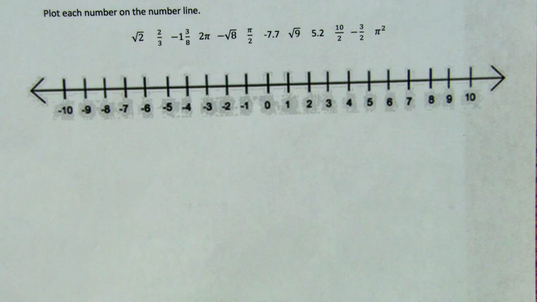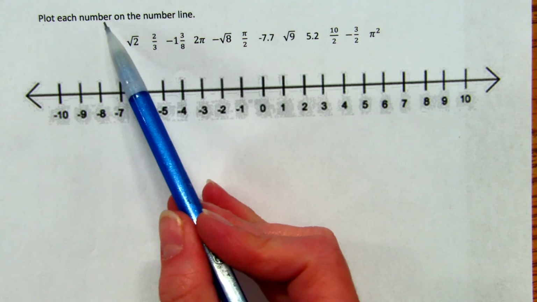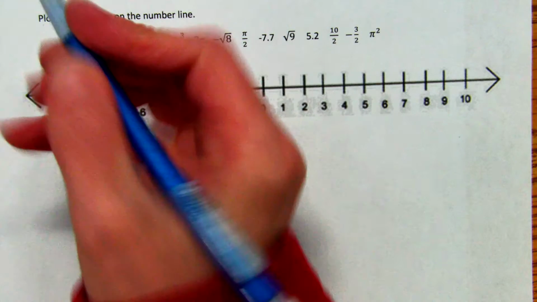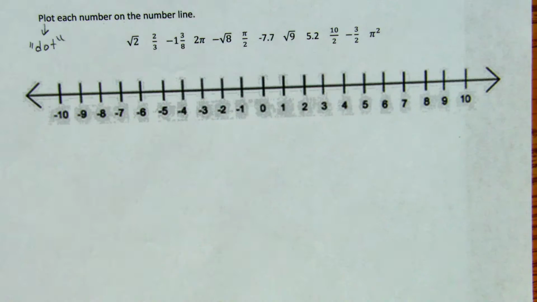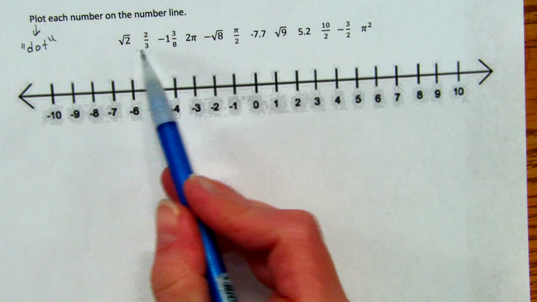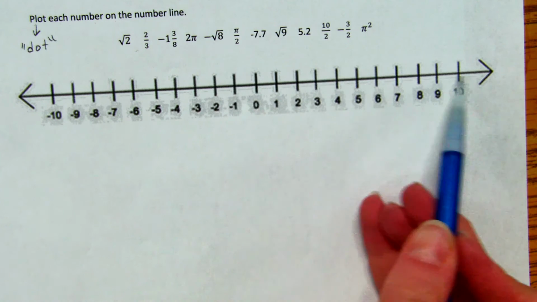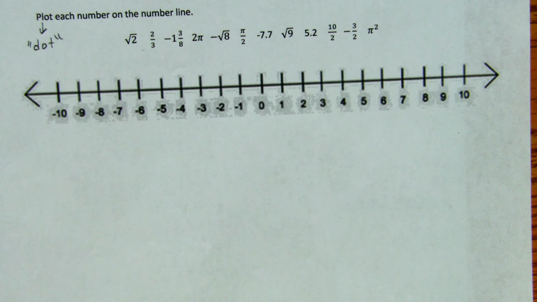Okay, this lesson is on plotting rational and irrational numbers. So, let's get to it. It says plot each number on the number line. Plot means dot. So each of these numbers will have a dot on this number line.